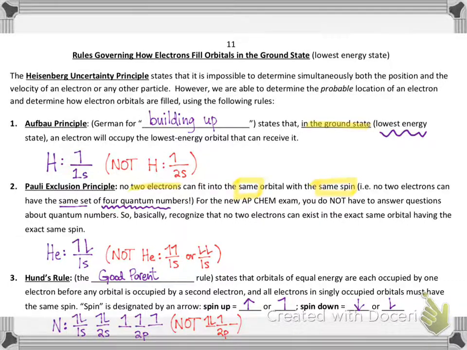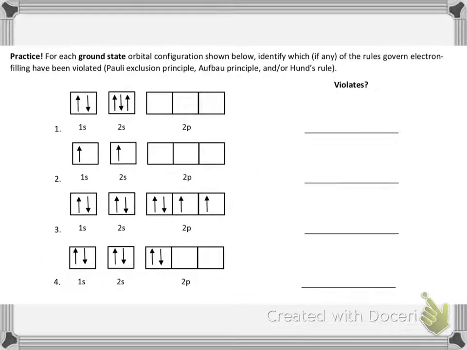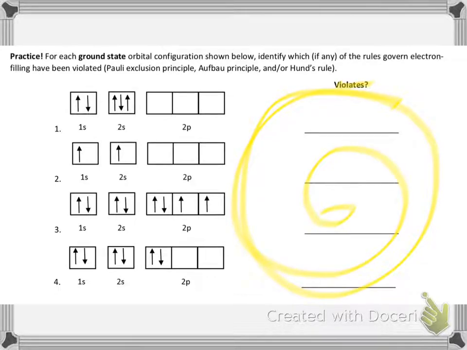All right, let's try some practice problems. So there are 4 different orbital diagrams shown below. I want to know, for each example, what does it violate? The Pauli exclusion principle, the Aufbau principle, Hund's rule, or none of the above? So go ahead and try it, and when you are ready to check the answers, well, you know what to do. Unpause the video.